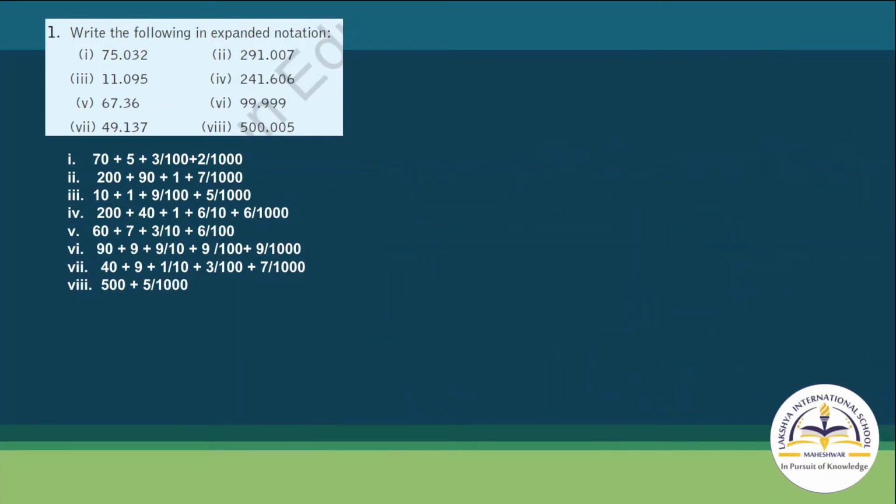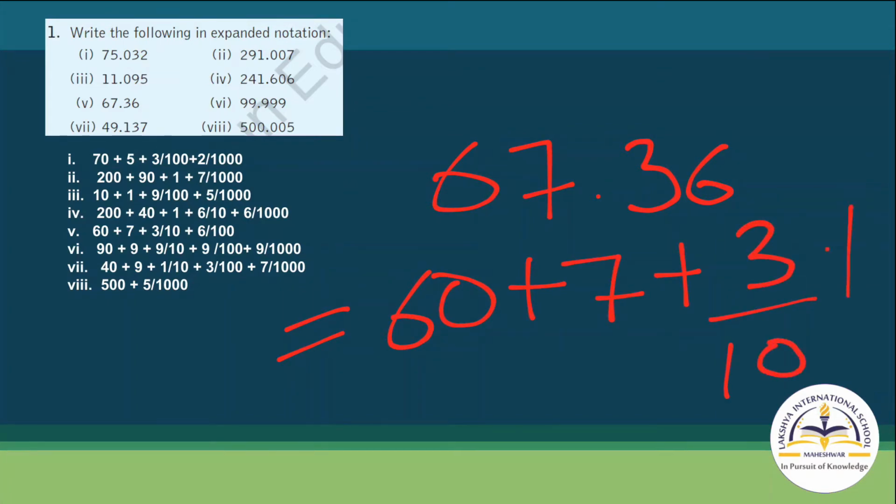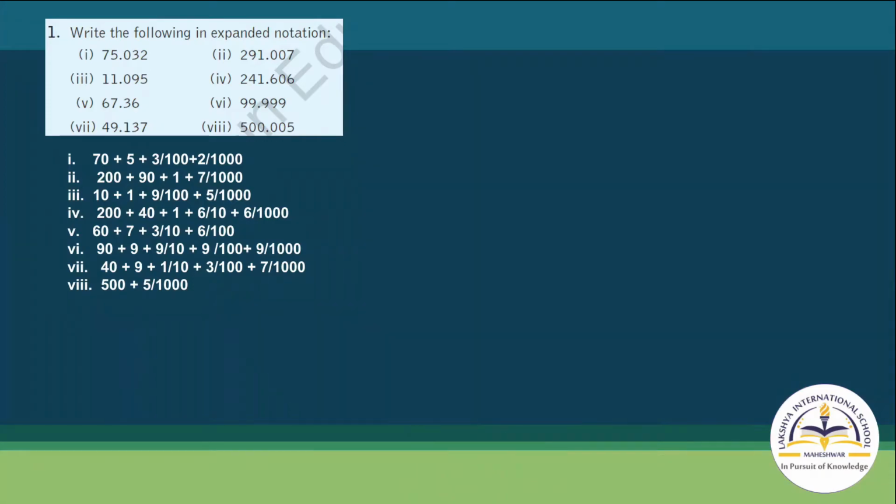Now in the same manner you have to solve these questions. I will explain a question also. 7.36. So 7 plus 3 by 10 plus 6 by 100. Okay, so like this you have to solve this question.